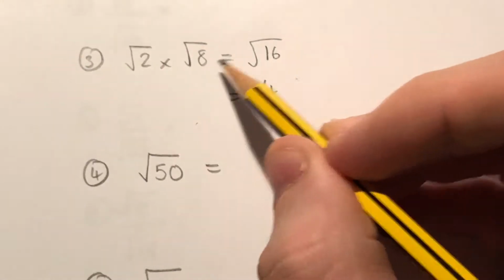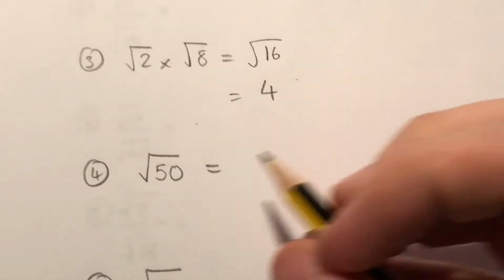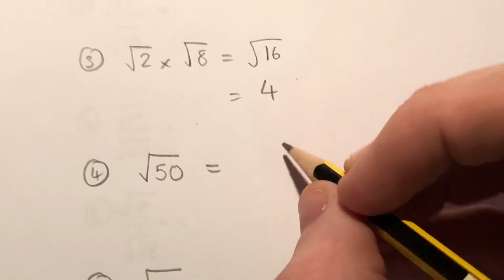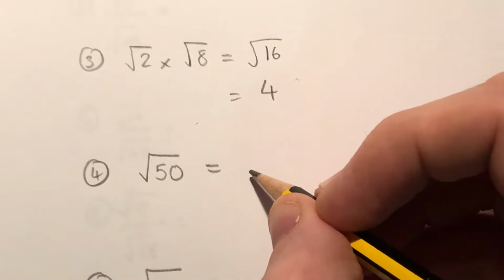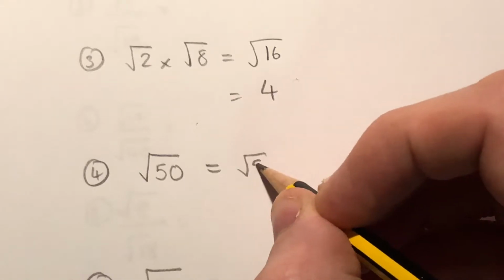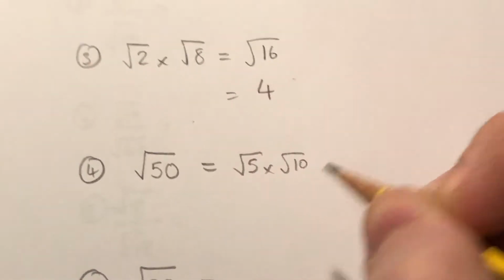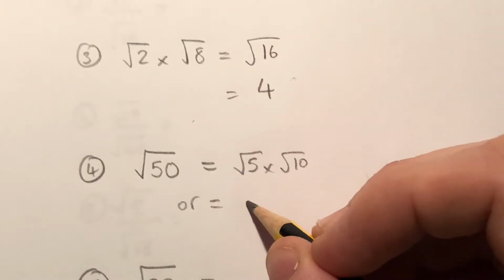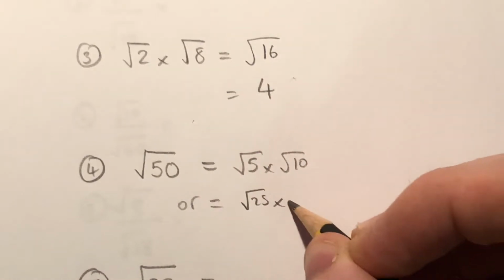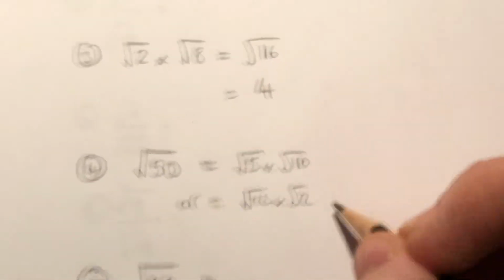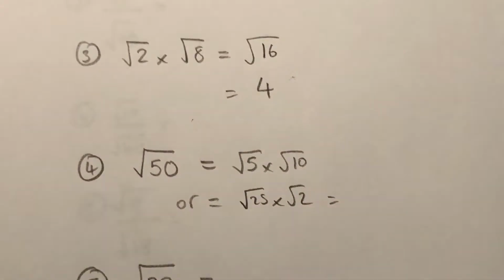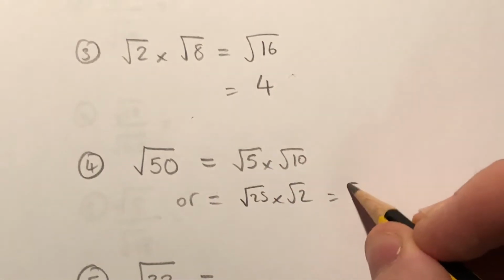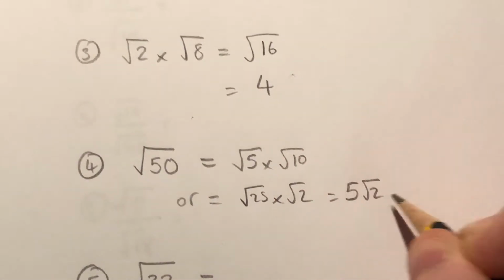And obviously if we go one way, we could go the other way. So we could say that root 50, we could split that up into two factors of 50. So we could say, for example, root 5 times root 10. Or, if you want, we've got root 25 times root 2. Now that one simplifies further, and we'll look at how to simplify surds properly later on, but root 25 simplifies down to 5 times root 2, so 5 root 2.